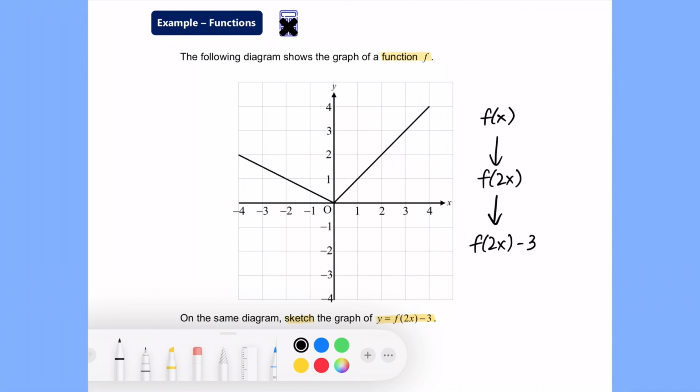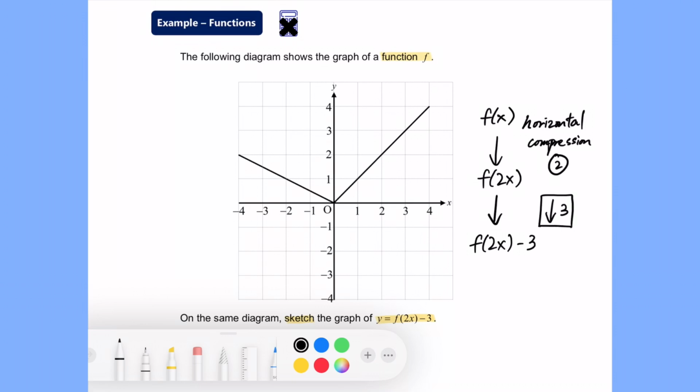We can see that from f(x) to f(2x), the change is the multiplication of 2 inside the bracket. And this represents the horizontal compression of scale factor 2. Horizontal compression of scale factor 2 means we are making the curve narrower. Then we look at step 2. The change will be from f(2x) to f(2x) minus 3, and this change would mean that the graph would be translated downward by 3 units.